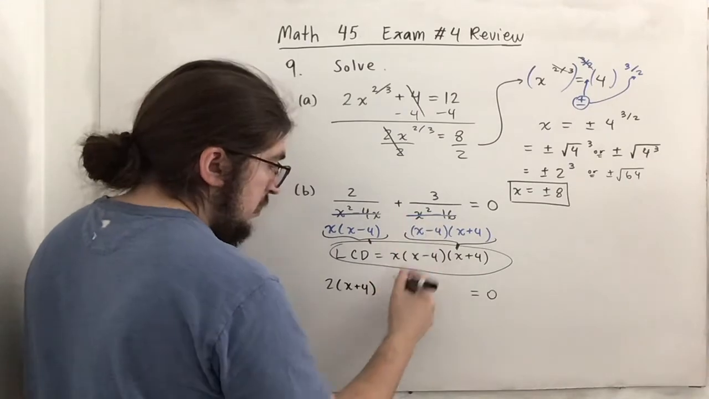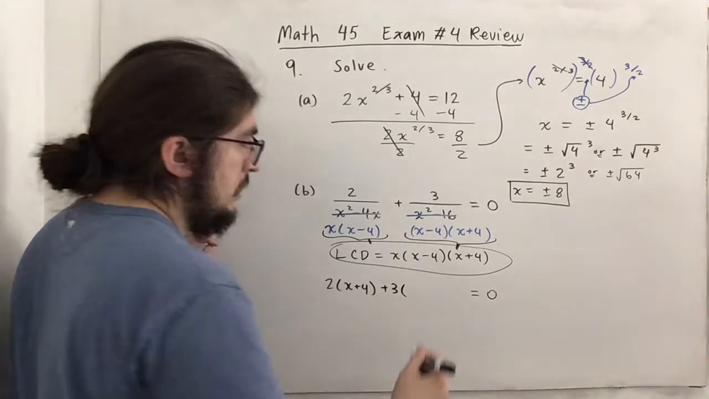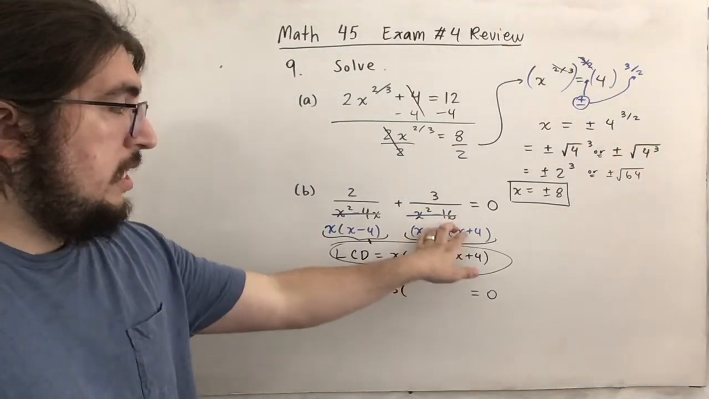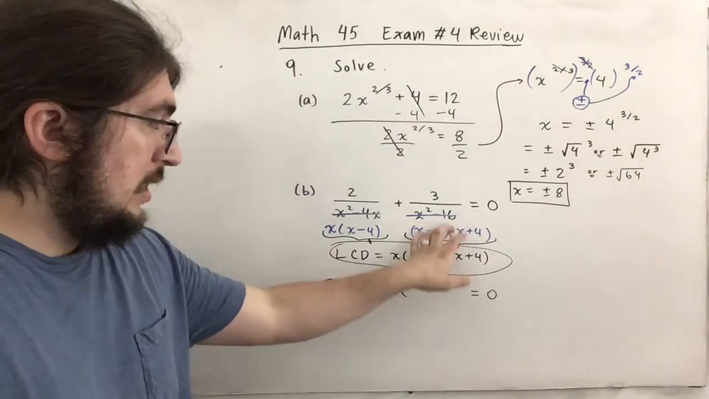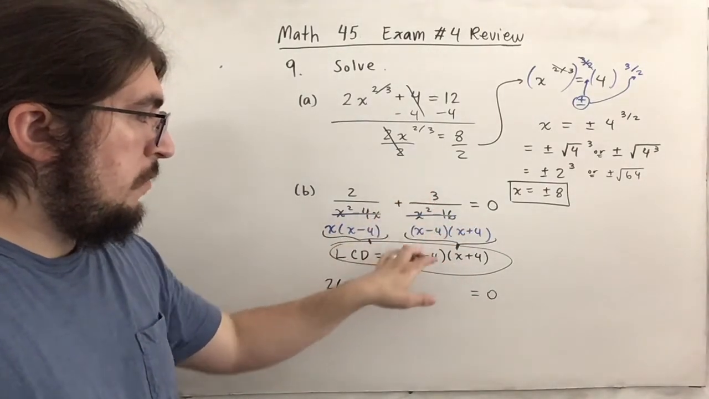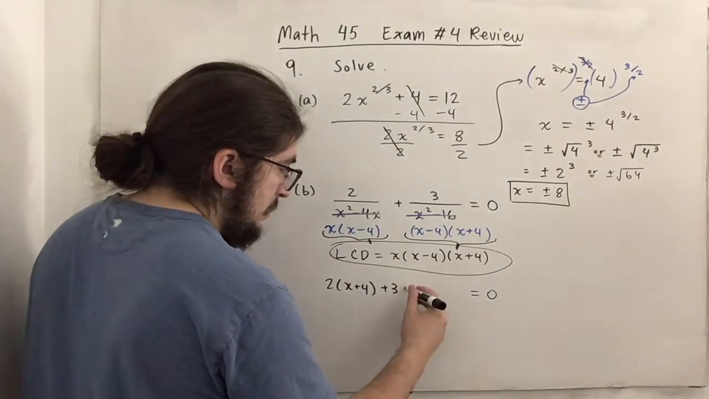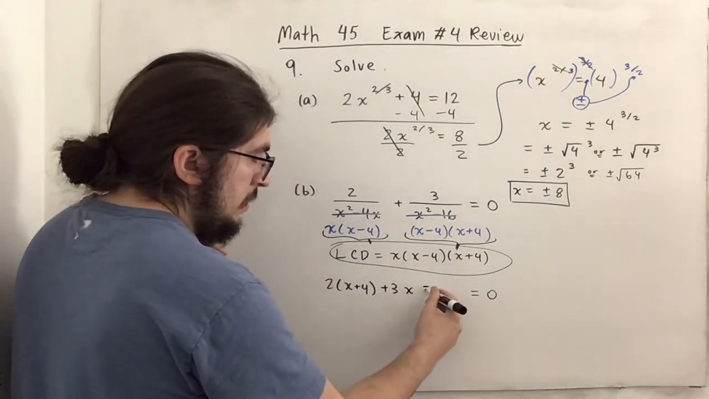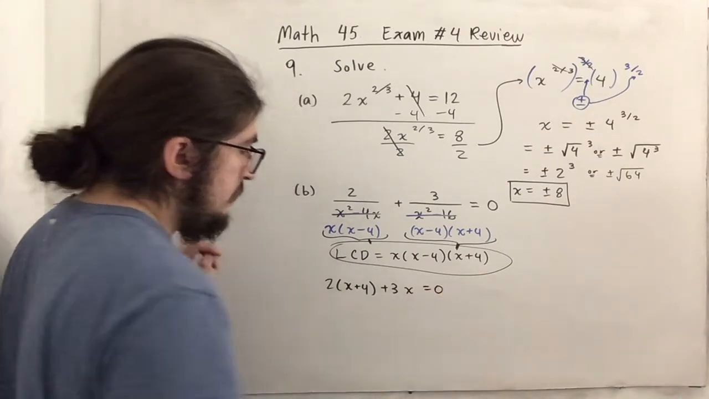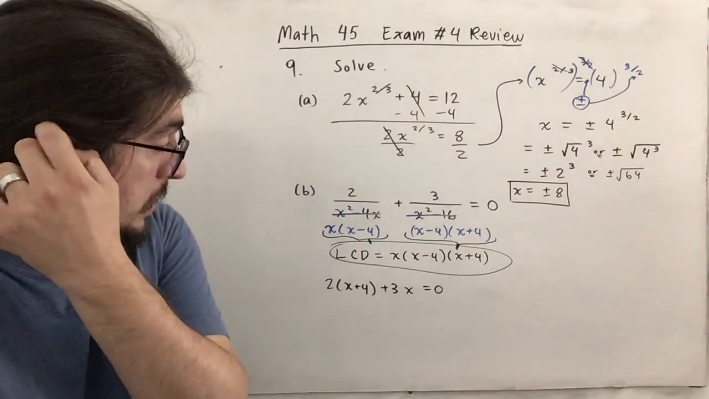Very similarly, this 3, so plus 3 times what? The only things that match here are the x minus 4 and x plus 4, so what doesn't cancel when you multiply this term by this whole expression is just x. So that's just 3x. So let me scoot that equals 0 in. And now this is a very simple equation to solve.